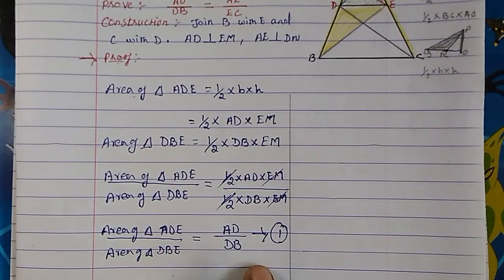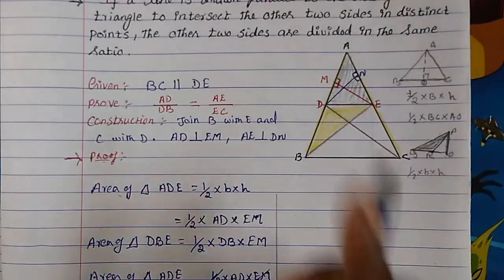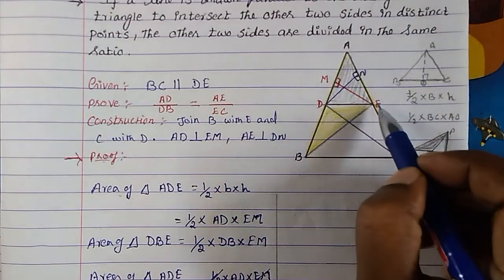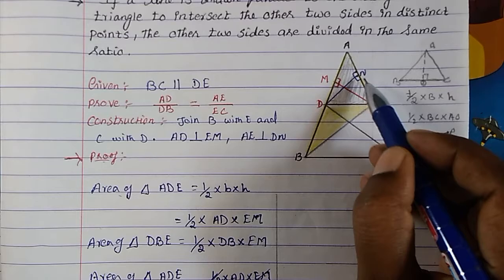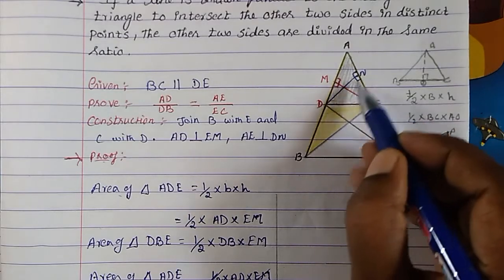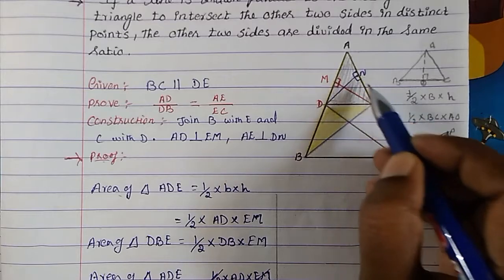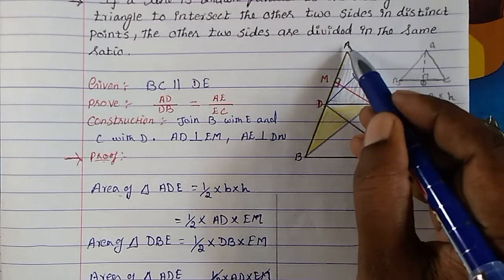Okay, so next we have to take AE. Where is AE? AE is here. If this is AE, this becomes the base, which means the height becomes this blue line, DN. This is the base, so this becomes the height. So let's take this triangle AED.